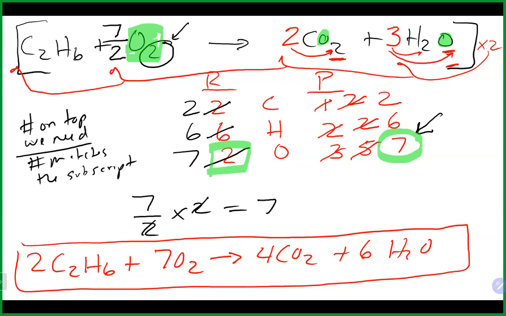So in this case, we have 4 carbons and 4 carbons. We have 12 hydrogens over there, 6 times 2 is 12. 7 times 2 is 14 oxygens. We have 8 oxygens here and 6 more there, which is 14. So we are balanced. So you want to choose a fraction that will give you the number that you need. To choose it, put the number you need on top and the matching subscript number on the bottom, and you'll be in good shape.